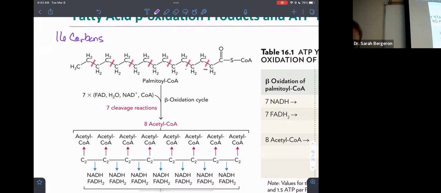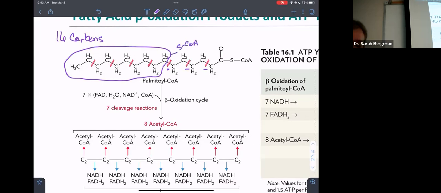You're going to have 1, 2, 3 cleavage events. So this is all going to be attached to S-CoA, right? What else are you going to have? This is going to be 1 acyl, this one, and then this one. So how many acetyl-CoAs are you going to make? 3 acetyl-CoAs. Okay, what else do you get?